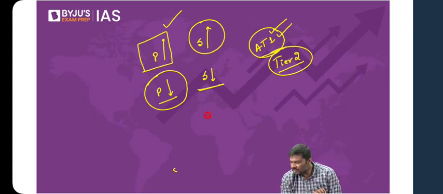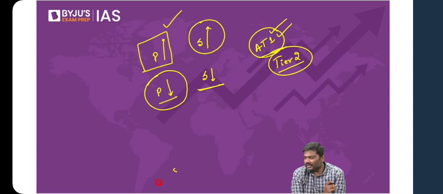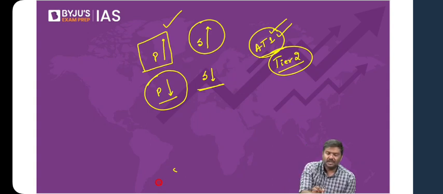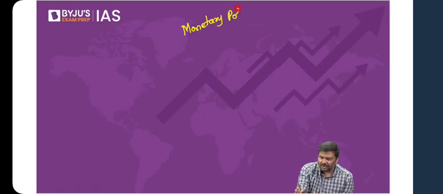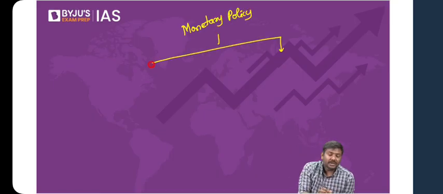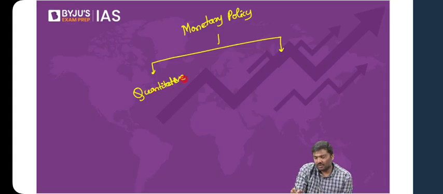What are instruments of credit control? Instruments of credit control are nothing but monetary policy tools. For example, we have two sets of monetary policy tools, that is, instruments for credit control. One is the quantitative set of tools, or general methods, and the second one is the qualitative set of tools.